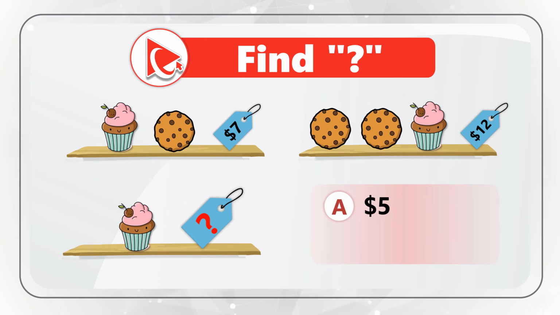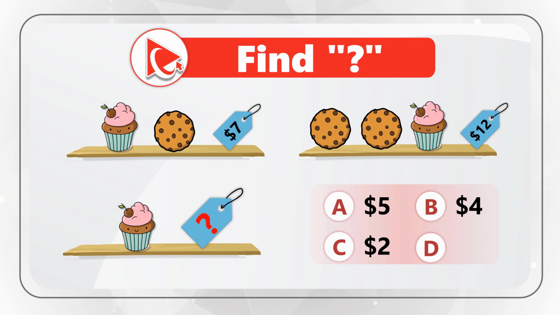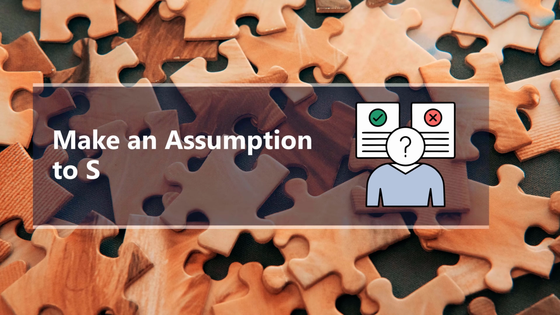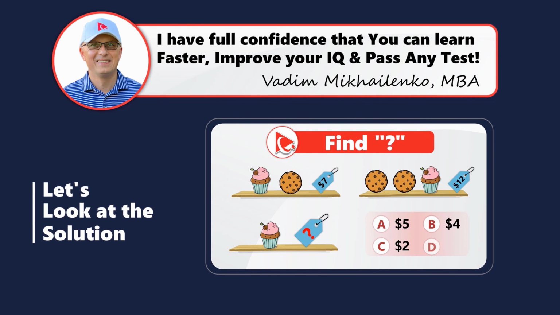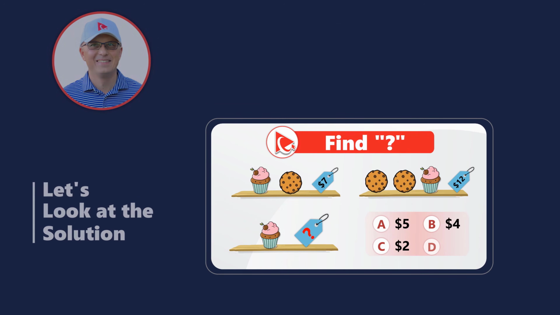Choice A, $5. Choice B, $4. Choice C, $2. And last but not least, choice D, $3. Take a close look to see if you can come up with the answer. Did you figure it out? It seems unsolvable, but the only thing you need to make is one assumption. And using this assumption, I'm going to move forward to share with you my version of the answer. And obviously, if you have a better way to solve it, please make sure to post in comments.